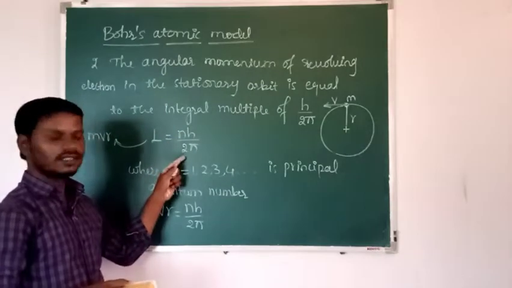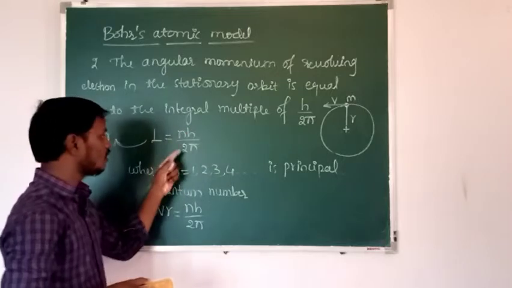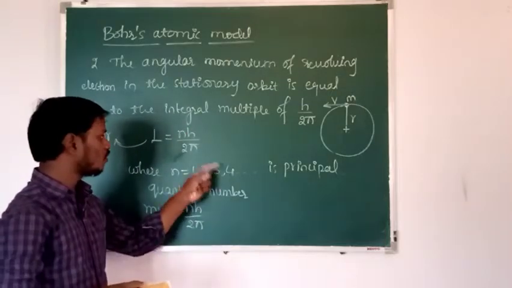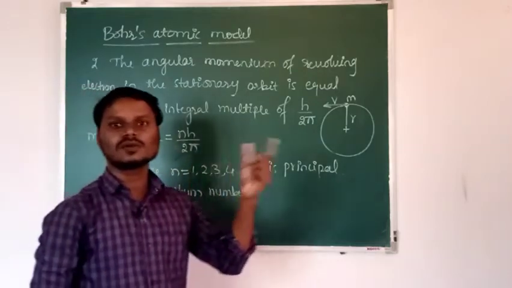because in the first orbit it is h by 2 pi, in the second orbit it is 2h by 2 pi, in the third orbit it is 3h by 2 pi, and in the fourth orbit it is 4h by 2 pi. Means the angular momentum is quantized.